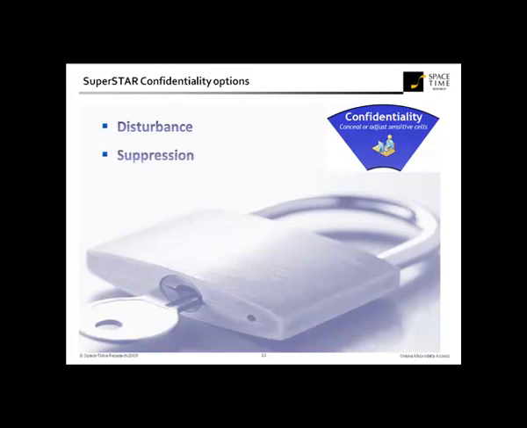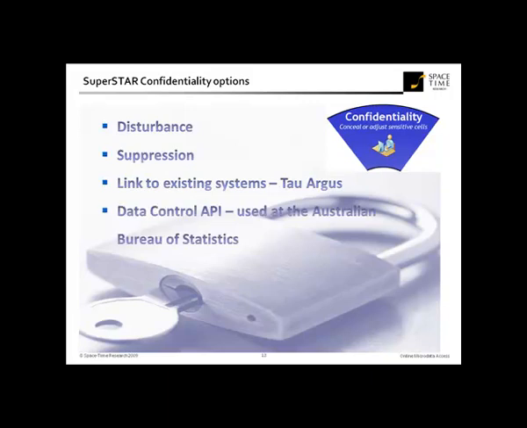Various methods are also available to suppress or conceal cells. Third-party confidentiality systems, such as Tau Argus, can be integrated within the system. In the case of Tau Argus, this means methods such as consequential suppression can be used. The superstar system has a data control API that agencies can connect to and plug in their own routines. This is what the Australian Bureau of Statistics has done with their perturbation and additivity routines.